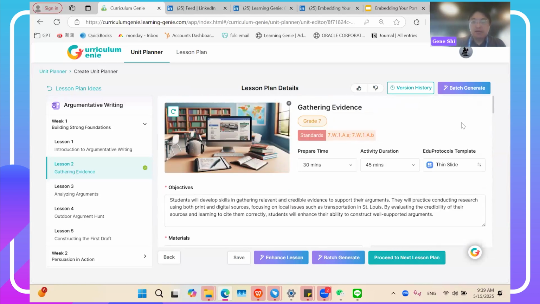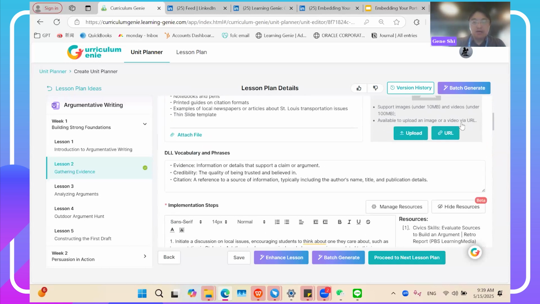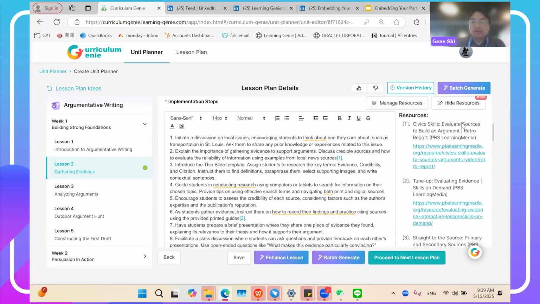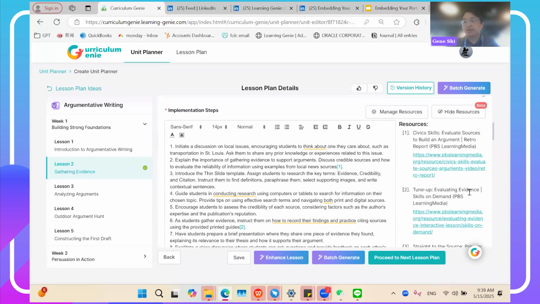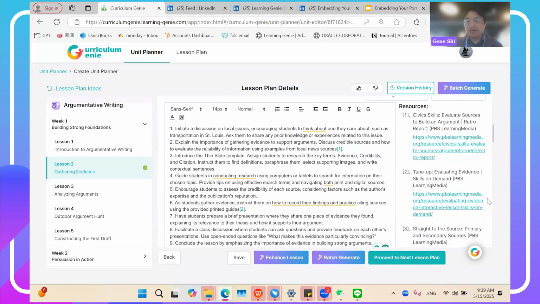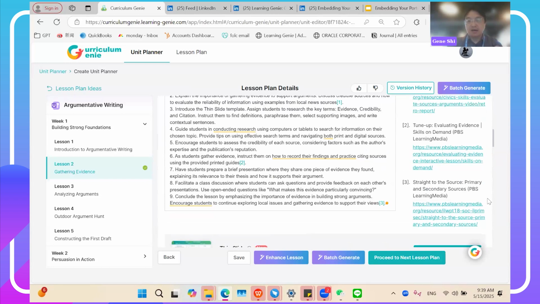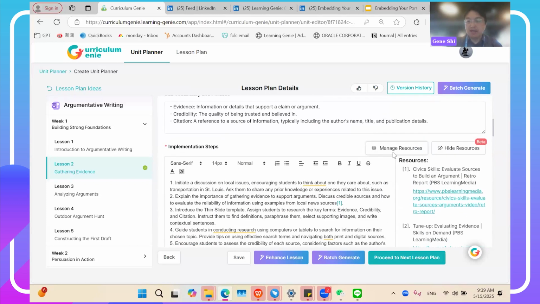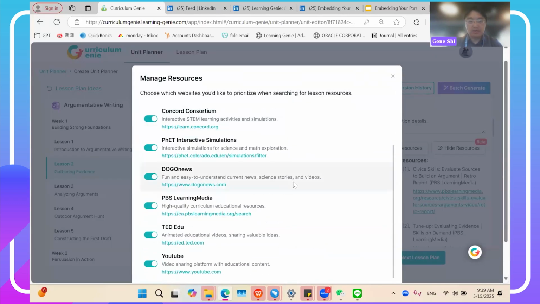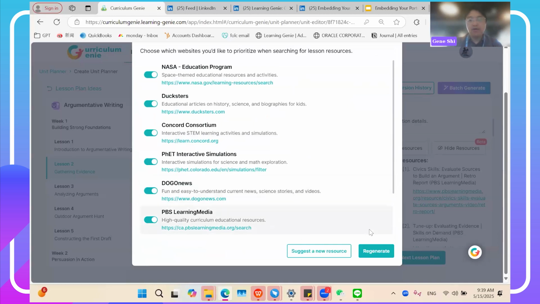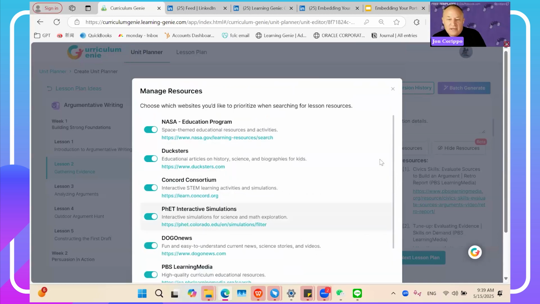So literally you're able to see the objectives with all the standards. But we want to showcase that the teacher will be supported with all different resources. We actually pull from PBS, but there's a long list of resources we are pulling from. You can turn on and off where you want to get content. And I love that too.